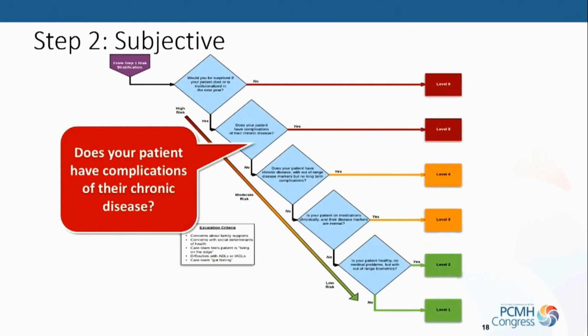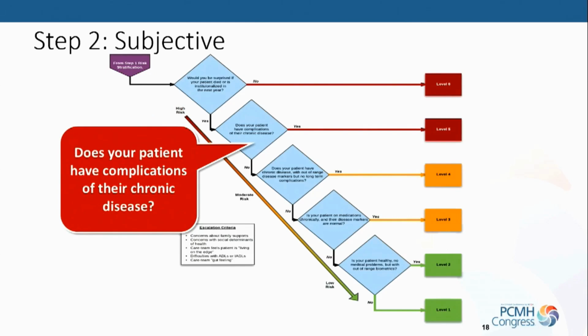Does your patient have complications of their chronic disease? So maybe they have end-stage renal disease on hemodialysis, or they have COPD that's requiring oxygen. They have behavioral health diagnoses that are out of control. That could be a level 5 patient. And so then you go to the next question.